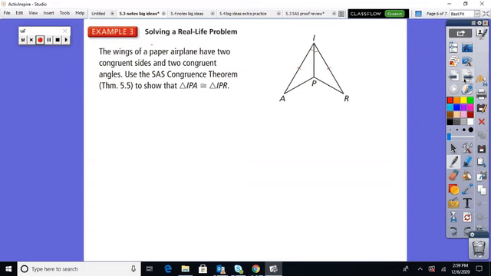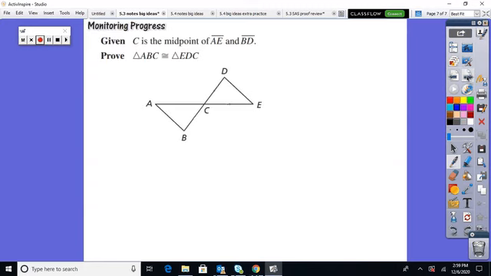All right. Same type of thing here. The wings of a paper airplane have two congruent sides and two congruent angles. Use SAS to show it. All right, well, simply put, now you're going to have the reflexive property, and then that's going to give you SAS as well. So various instances that will get you into that situation. And then wrapping things up, let's go ahead and try this proof. Pause the video here, and then we'll call it a day, my friends.